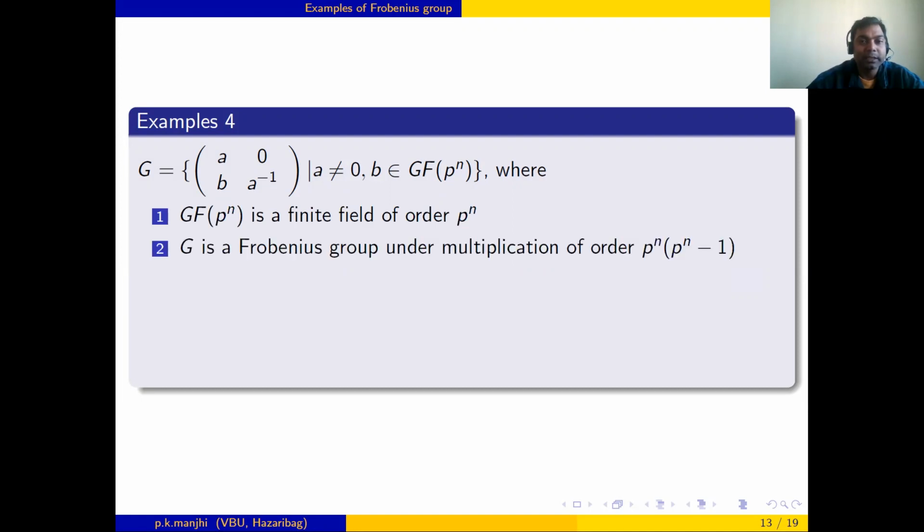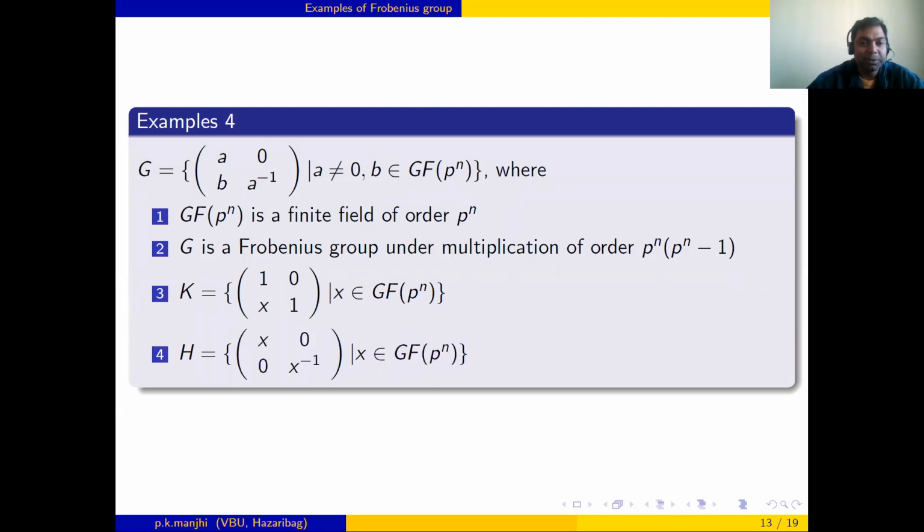Then the Frobenius group, if we write it like this, is actually of order p raised to the power n times p raised to the power n minus 1, and the kernel for this group will be given by the third one, and the fourth one gives the complement.